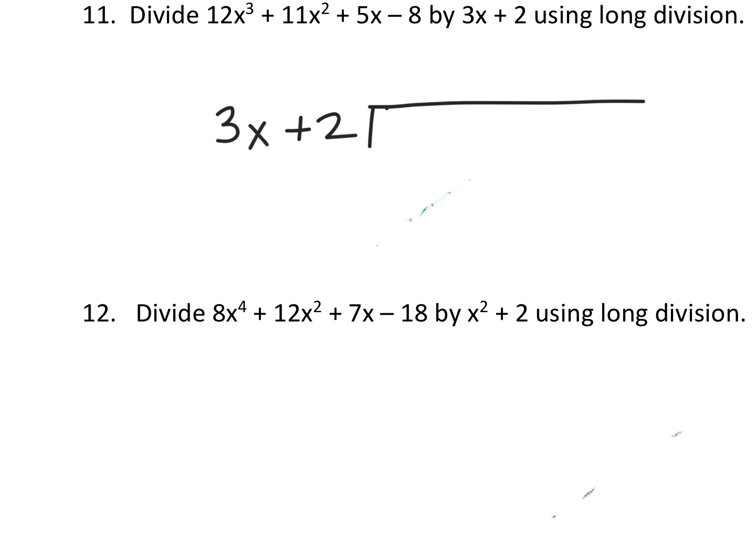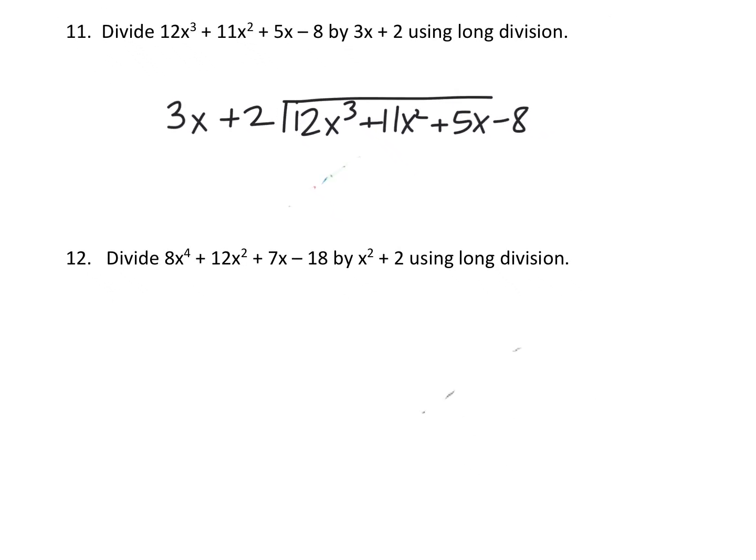3x plus 2. And then on the inside, we've got 12x to the third plus 11x squared plus 5x minus 8. I for sure should move this out. All right. Whenever we're doing long division, we are comparing first to first. So I am comparing 3x to 12x to the third. And you are asking yourself, 3x times what is 12x to the third?